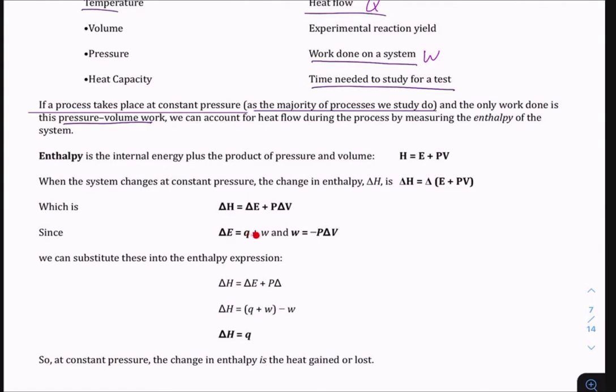So if we substitute these in, in goes Q plus W for delta E, it becomes this. All right? Negative P times delta V is work. So P delta, the V dropped out here. There should be a V here. Anyways, it's substituted in. What we get is delta H is equal to Q plus W minus W. Or in other words, the change in enthalpy is equal to the heat flow at constant pressure.